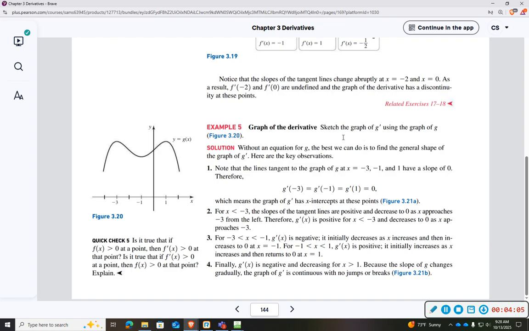And then it goes over sketching the graph of derivative. So we see what's going on when we're less than this point, greater than this point, and so forth and so on. One of the things they do make note of is that the points where you have a 0 slope, these will be the maximum or minimum points, and they're explaining that here.